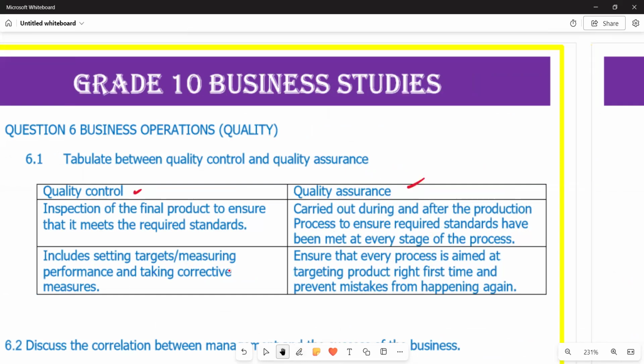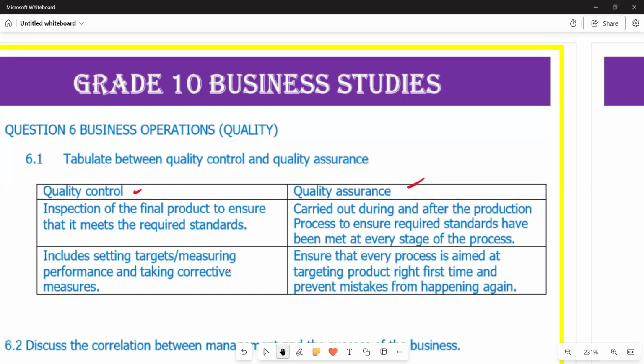On the first part, which is difference number one, inspection: under quality control, it is inspection of the final product to ensure that it meets the required standards. Then on the quality assurance part, it is carried out during and after the production process to ensure required standards have been met at every stage of the process. So that's the first difference that we can put down.